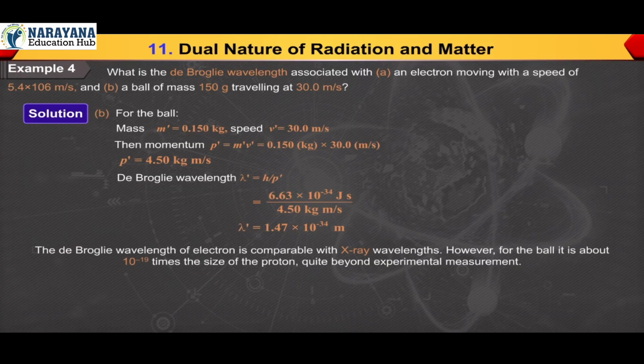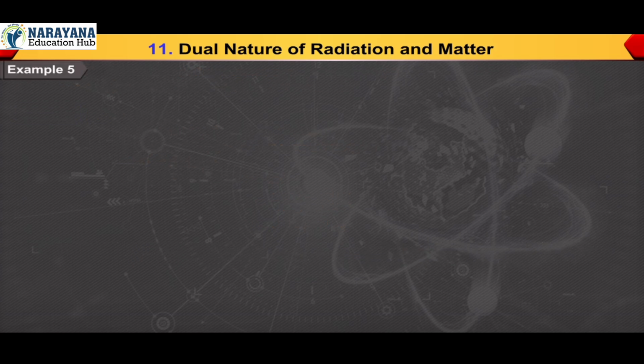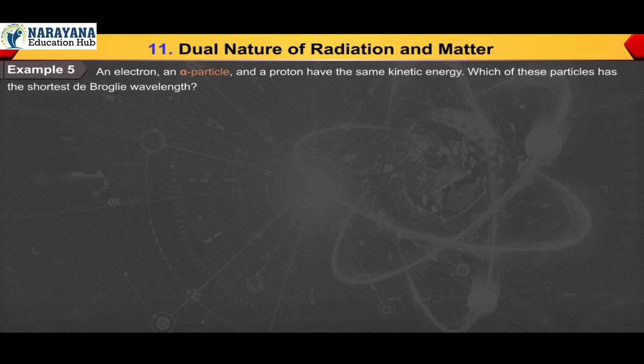The de Broglie wavelength of the electron is comparable with X-ray wavelengths. However, for the ball it is about 10^-19 times the size of a proton, quite beyond experimental measurement. Example 5. An electron, an alpha particle and a proton have the same kinetic energy. Which of these particles has the shortest de Broglie wavelength?